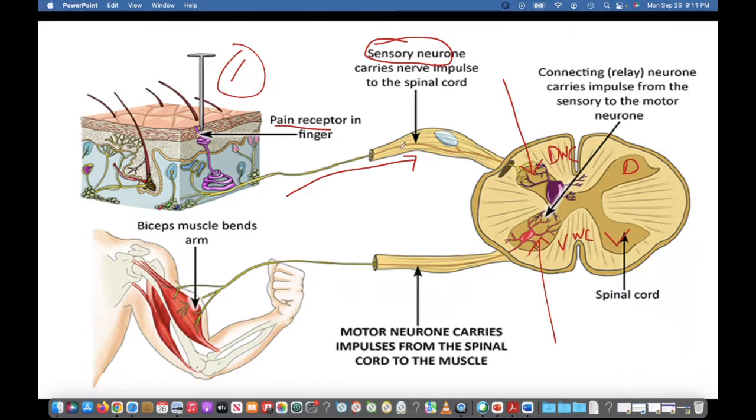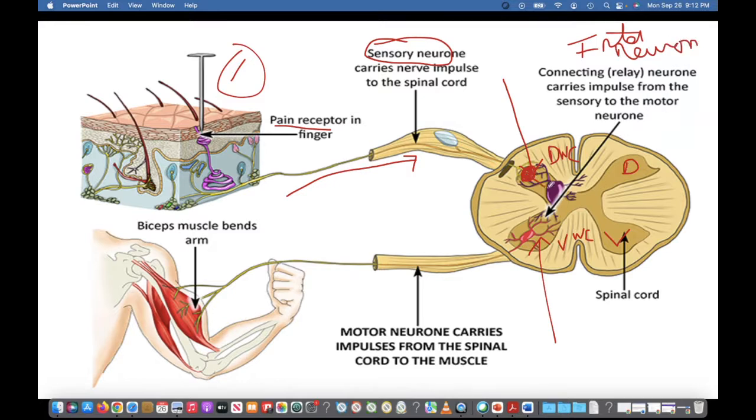So a sensory neuron comes in to the dorsal horn, and there's a synapse, a relay, if you would, and it's going to relay that information to an interneuron. This in the center, right here, that relay is called an interneuron. Also referred to as an association neuron.